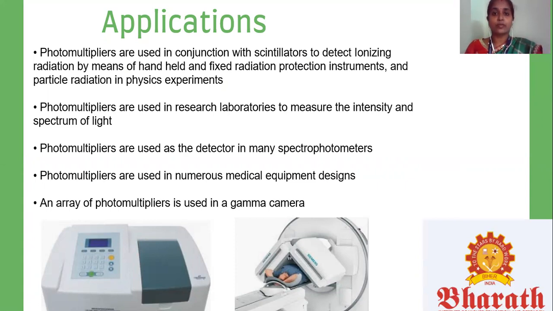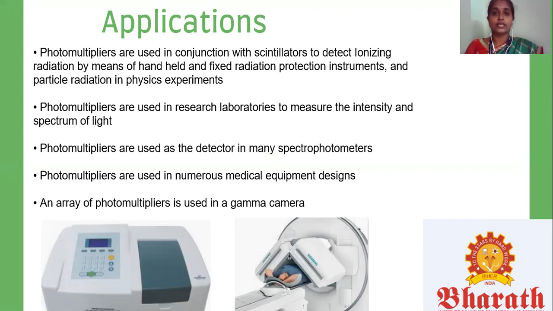Photomultipliers are used in research laboratories to measure the intensity and spectrum of light-emitting materials such as compound semiconductors and quantum dots. Photomultipliers are also used as detectors in many spectrophotometers, and this allows an instrument design that escapes the thermal noise limits on sensitivity, and therefore substantially increases the dynamic range of the instrument.